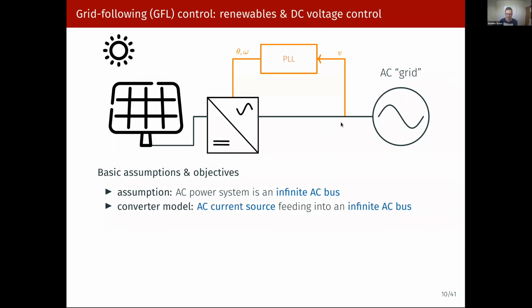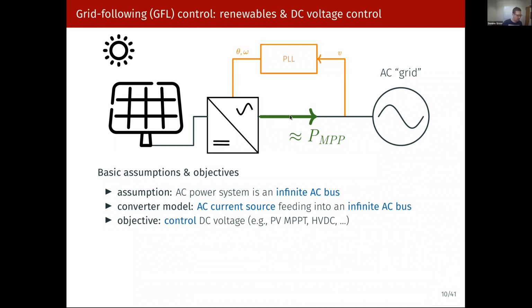And the way I'm doing this is I have something called a phase-locked loop that's estimating the phase angle of this voltage waveform here, and turns that into something that the converter can use for its control. The converter basically controls the power injection on its AC side to keep its DC side stable at the maximum power point, for instance.